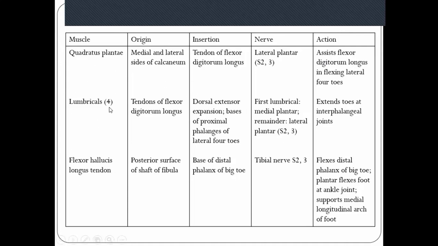And the other muscles are four lumbricals. The first lumbrical is supplied by the medial plantar nerve and the remainder are supplied by the lateral plantar nerve. They extend the interphalangeal joints.